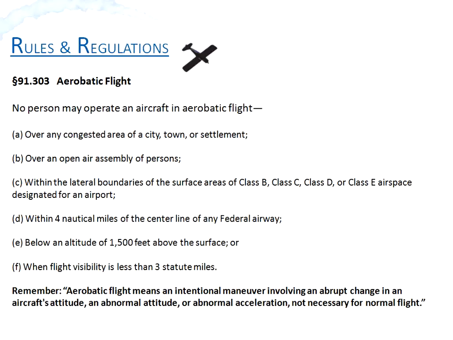And you cannot perform aerobatics within the lateral boundaries of any Class B, C, D, or Class E controlled-to-the-surface airspace. So Class G, or Class E controlled, which we'll get into in more detail, but your Class G airspace is your uncontrolled airspace.